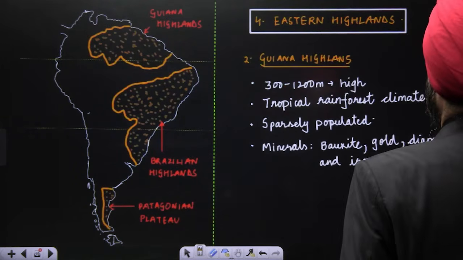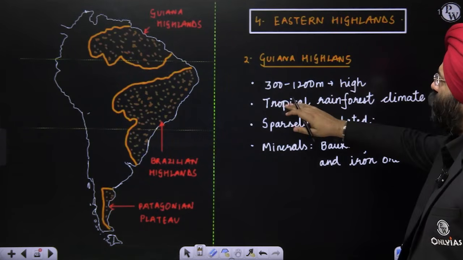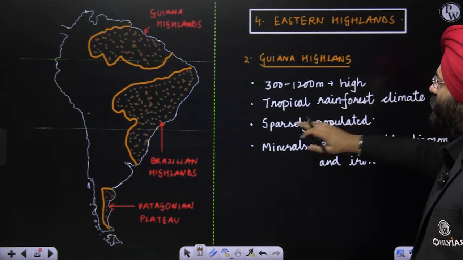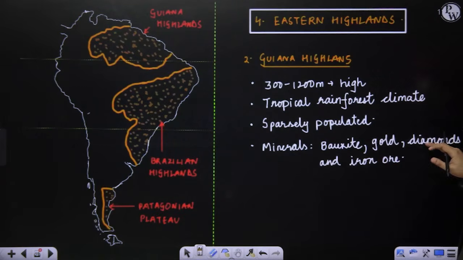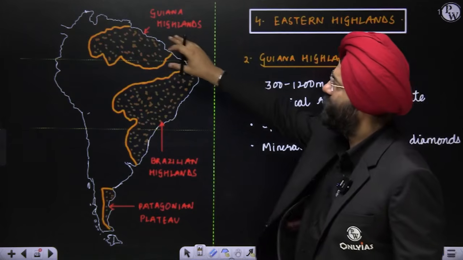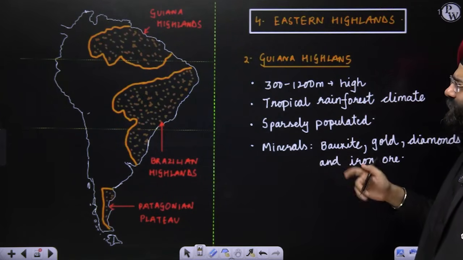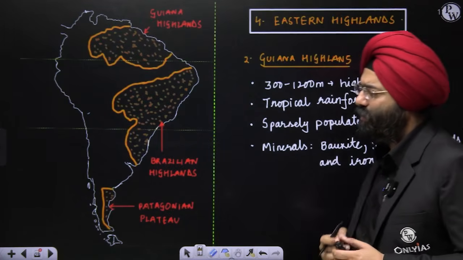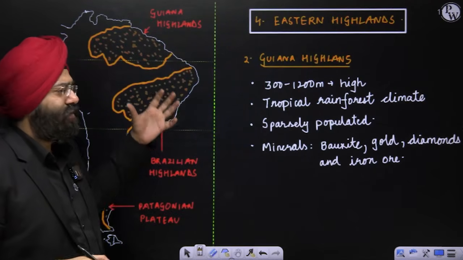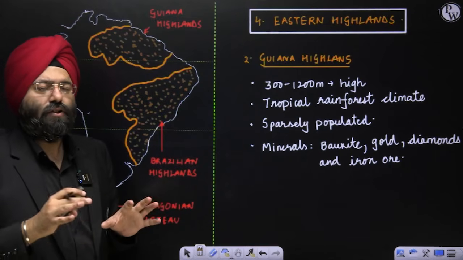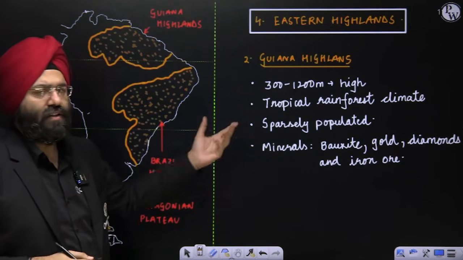Next, Guiana Highlands: 300 to 1200 meters high, tropical rainforest climate, sparsely populated. Minerals are bauxite, gold, diamonds, and iron ore. So these are the Guiana Highlands. So what do you find? 300 to 1200 meters high, tropical rainforest, again sparsely populated because when you come across this region, the rainforest makes it very difficult for the population density to be very high. So that is why tropical rainforest, and these are the minerals that are found: bauxite, gold, diamonds, and iron ore.